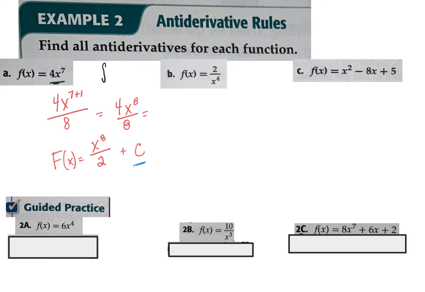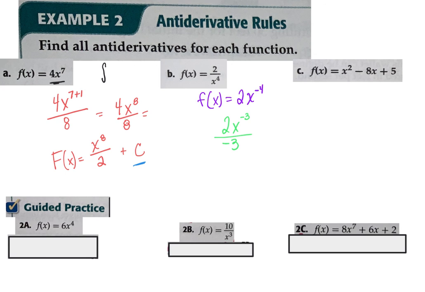All right, for some of these, just like derivatives, you want to rewrite them first. So before I take the antiderivative, I'm going to write this one as 2x to the negative 4. All right, 2x to the negative 4. What is my new exponent going to be here? 2x to the, I have to add 1. Negative 4 plus 1 is? Negative 3. And I divide by that new exponent, all right?